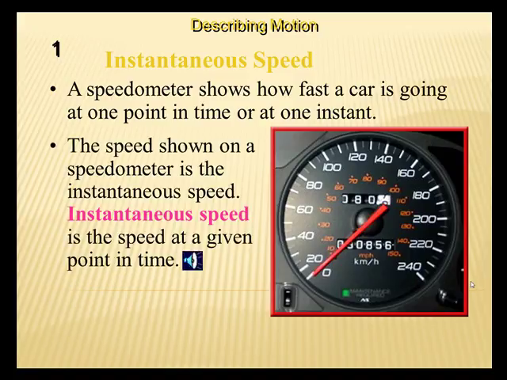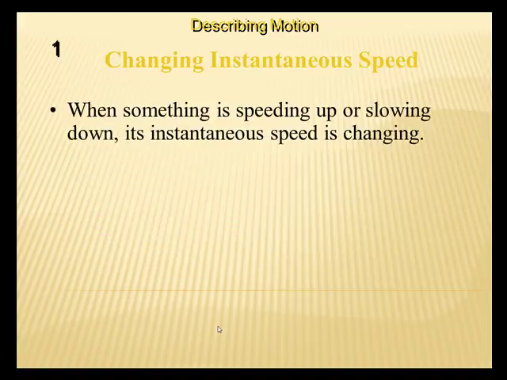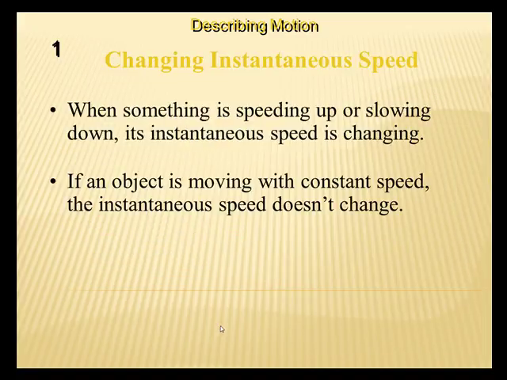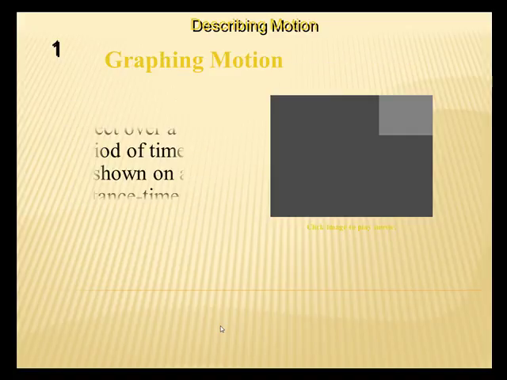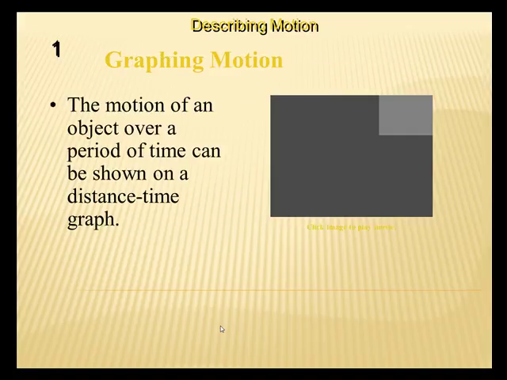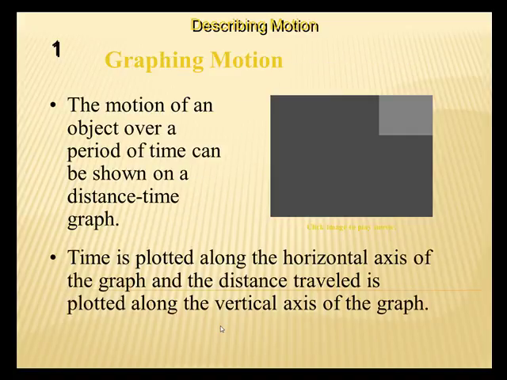Instantaneous speed shows how fast you're going at that exact given moment in time, which is very hard to do. Instead, we're looking at your speed over an entire trip, which is your average. Instantaneous speed is constantly changing. When you're speeding up, when you're slowing down, that's constantly moving. And you can plot that all on a distance versus time graph.